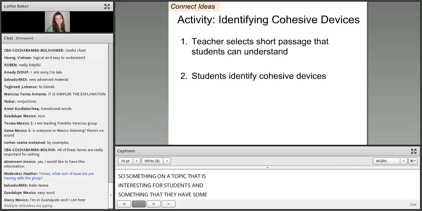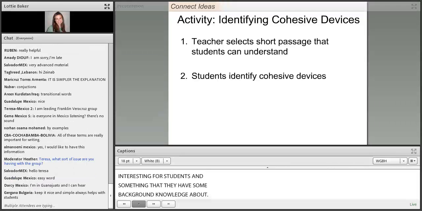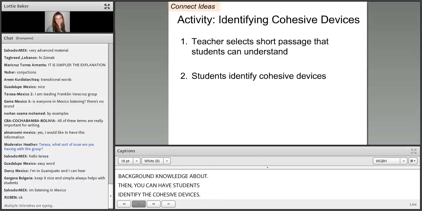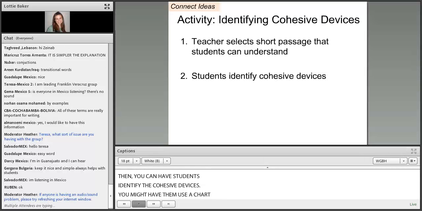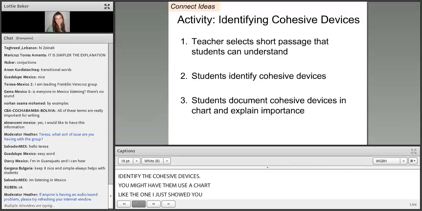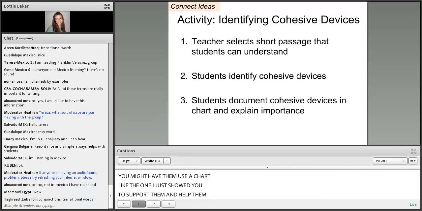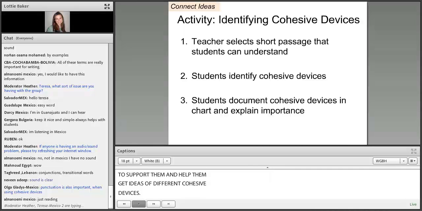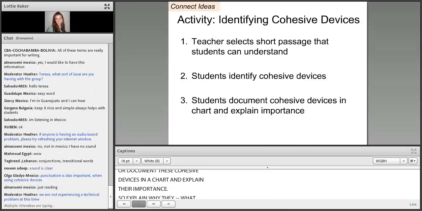Then you can have students identify the cohesive devices. You might have them use a chart like the one I just showed you to support them and help them get ideas of different cohesive devices. And then lastly, the students can write or document these cohesive devices in a chart and explain their importance. So explain what meaning the cohesive devices add to the sentence.